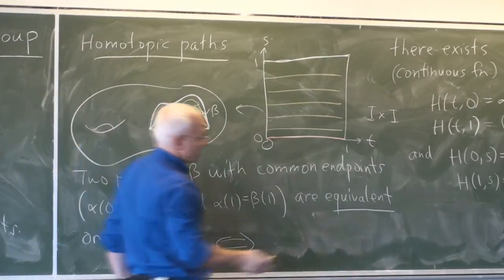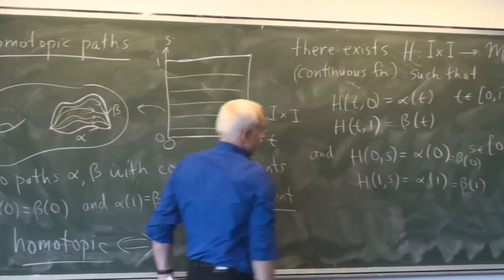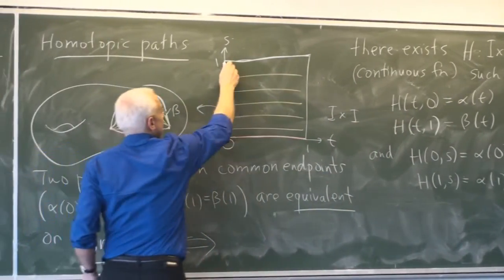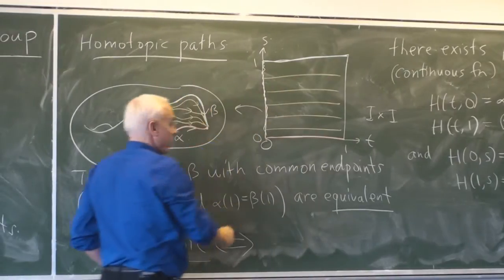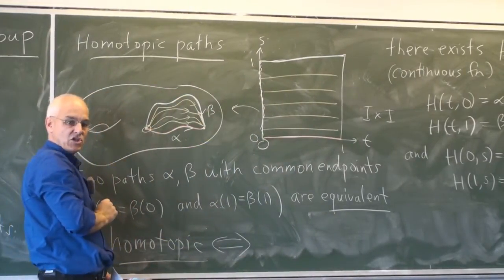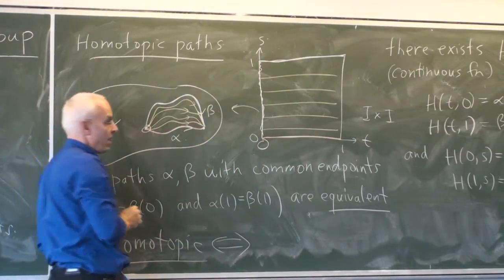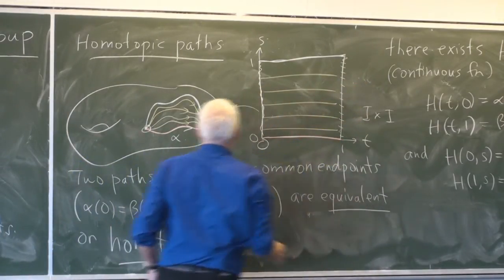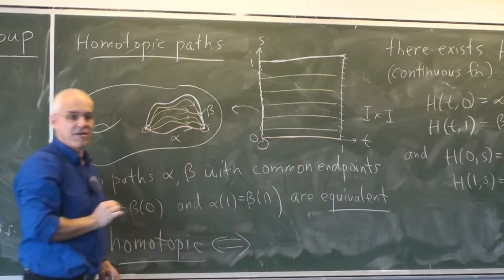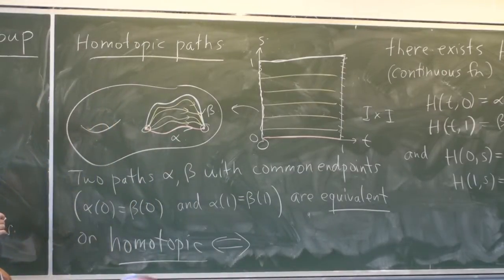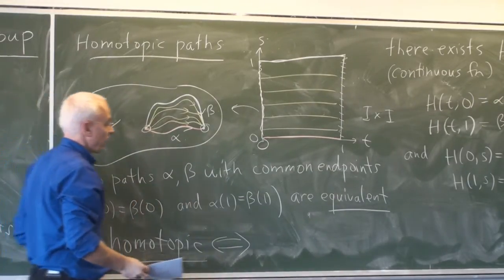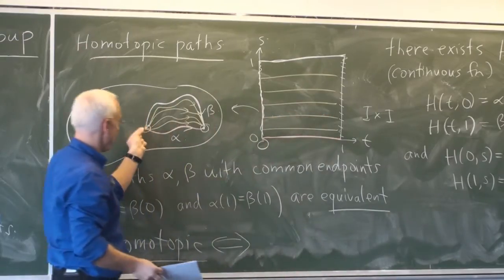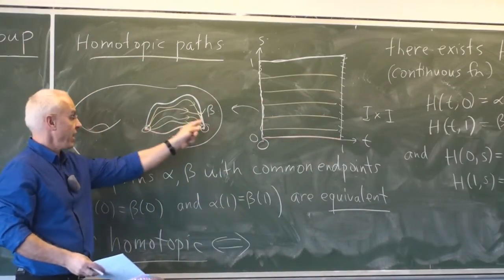And the meaning of these conditions here simply is that all of these points are getting sent to that initial point, that common initial point, and that all of these points here are being sent to the final point. So all of these curves, as we go across from here to here, will have the property that they start here and they end here.